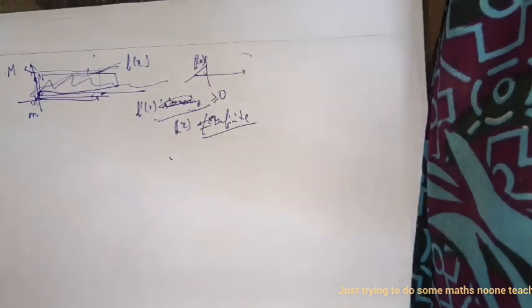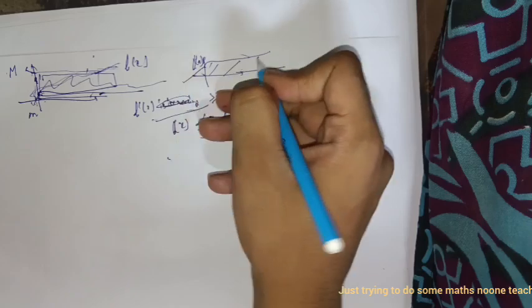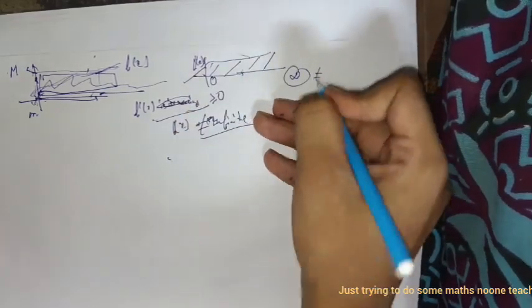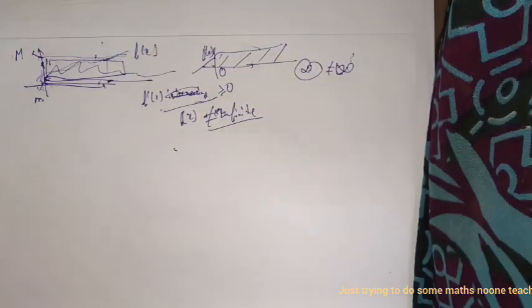So basically we have to think like this: the function f dash x, and the area under f dash x from 0 to infinite should not be equal to infinite, it should be defined. Okay.